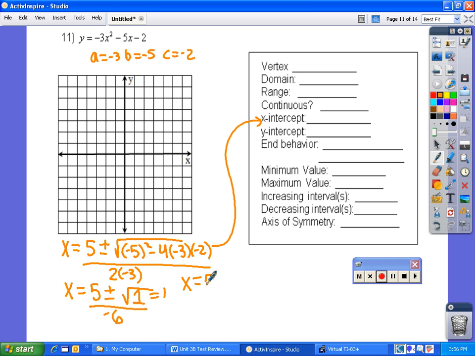So I have 5 plus 1 over negative 6 and 5 minus 1 over negative 6. That's going to be equal to negative 1. And this is going to be equal to negative 2/3, which is negative 0.667. Alright, so now I plot them, and it's going to be very small to plot, because negative 1 and negative 0.67 are very, very close to each other.